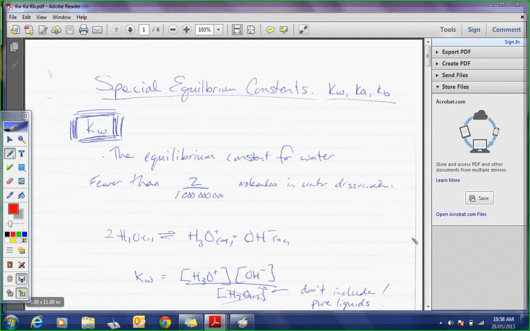Okay, so there's KEQ, which is about a reaction, and then there's Kw, which is for water by itself, Ka, which is for an acid by itself, and Kb, which is for a base by itself. Okay, you need to know that so that you know how to begin the question, what pathway to travel down when you've read the question.